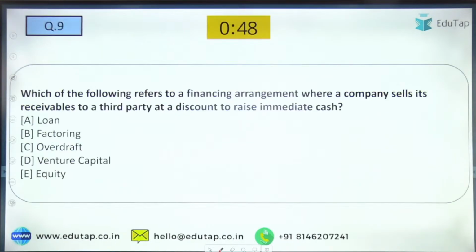Now the next question, question number 9. Which of the following refers to a financing arrangement where a company sells its receivables to a third party at a discount to raise immediate cash? So tell me the answer to this question.